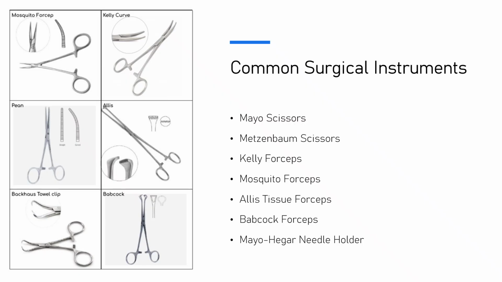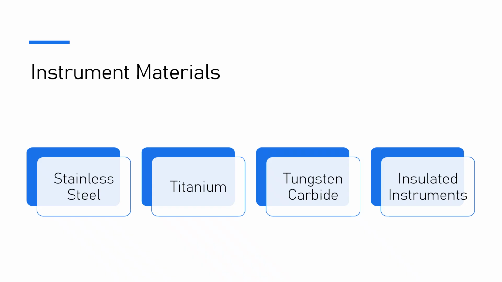Common surgical instruments include Mayo scissors for cutting, Metzenbaum scissors for delicate tissue, Kelly mosquito forceps for clamping vessels, Allis and Babcock forceps for tissue handling, and needle holders for suturing. Most instruments are made from stainless steel due to its durability and corrosion resistance. Some specialized instruments contain titanium or tungsten carbide for improved performance.